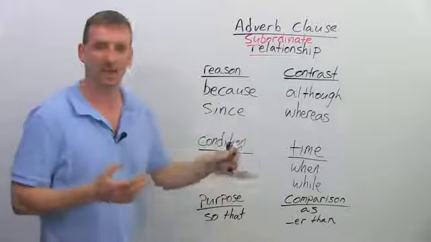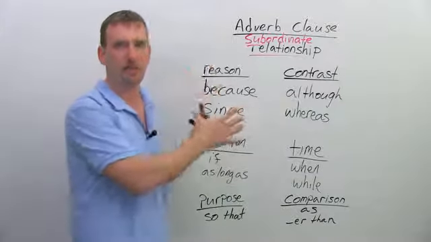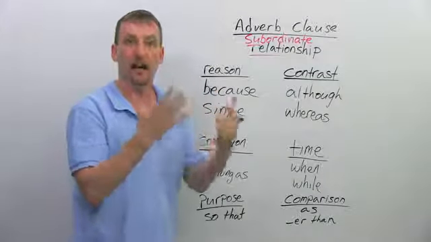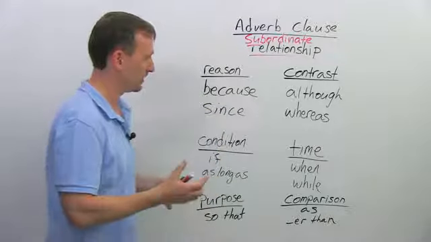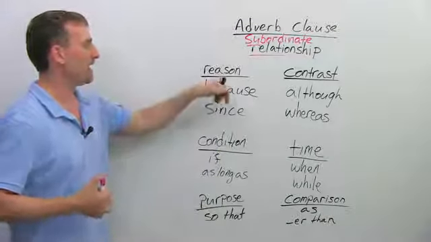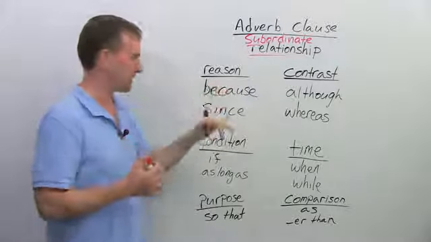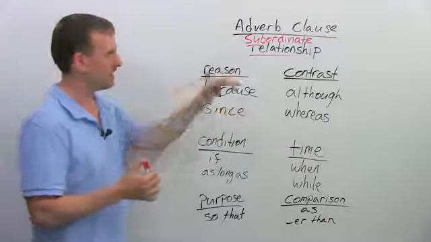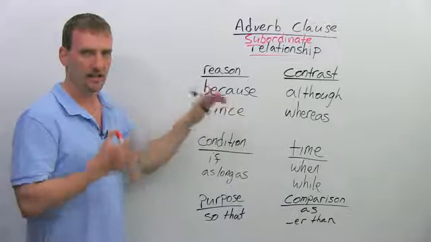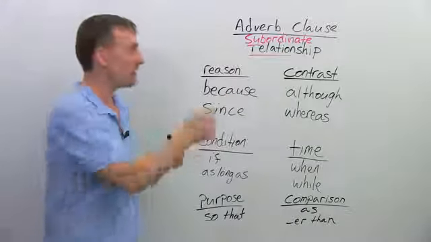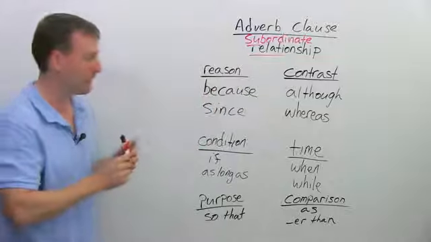And there are many conjunctions, but I'm only going to give you a few here just so you have an idea how the adverb clause works, okay? So for example, when we're looking at reason, before I give you actual sentence examples, I'm going to talk to you about the conjunctions. These are called the subordinate conjunctions. They very clearly show the relationship between the clauses, so you have to remember that.